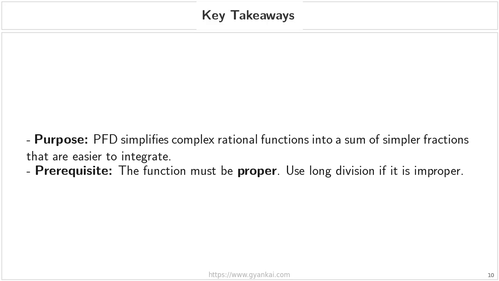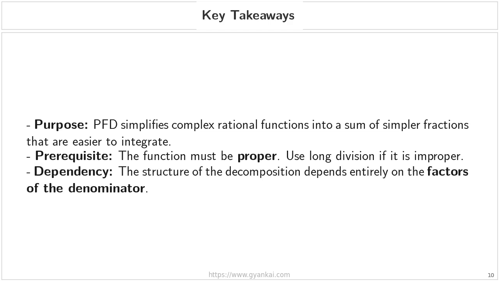Next, we have a crucial prerequisite. The rational function must be proper. Now, what does proper mean? It means the degree of the polynomial in the numerator, that's the highest power of x in the top part of the fraction, must be strictly less than the degree of the polynomial in the denominator, the bottom part of the fraction. If it's not proper, meaning the numerator's degree is greater than or equal to the denominator's degree, you absolutely must perform polynomial long division first to reduce it to a proper fraction before you can apply PFD. Don't skip this step.